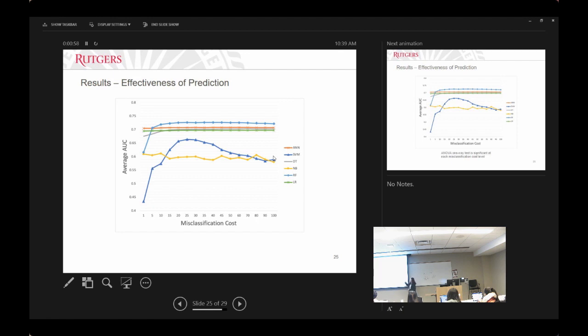So the AUC is actually an indicator that people in machine learning usually use to evaluate the performance, which is similar to the R square that we use in econometrics.